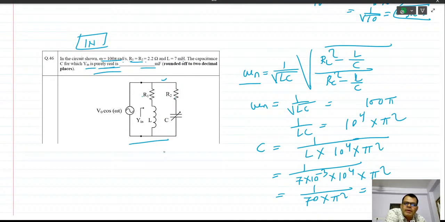Don't go by the picture. The picture may be frightening or fearful to you, but the result is a simple one.